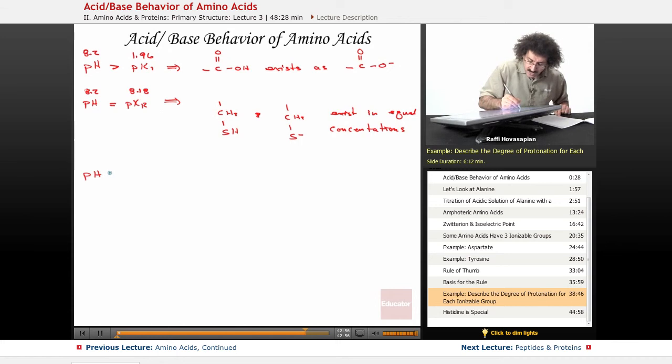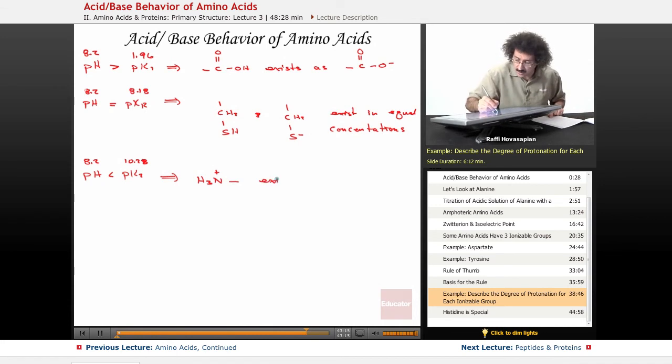Now, the pH happens to be less than the pK2. Again, the pH is 8.2, and this is 10.28. Well, this implies that the amino group, the alpha amino group, exists as its protonated form. The pH is less than the pKa, so it has not ripped away this hydrogen. It's still H3N+. So that's it.